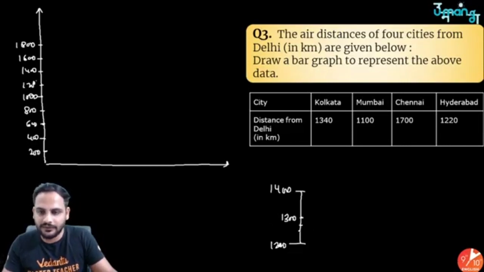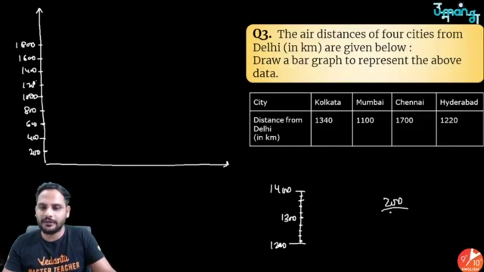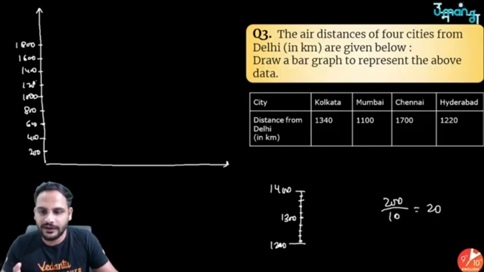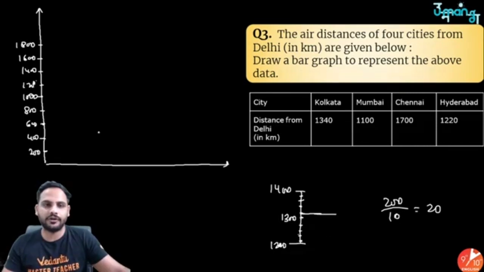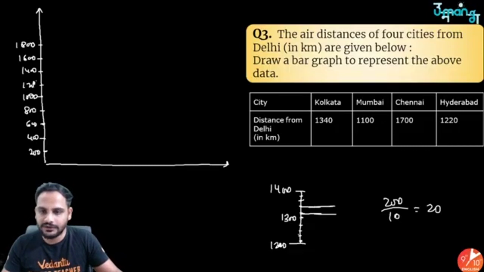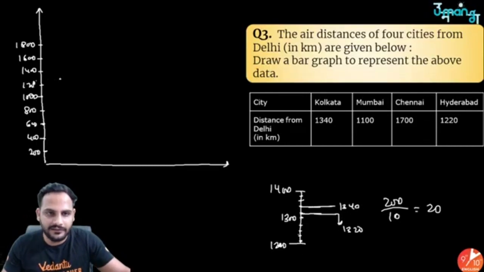There are 10 gaps: 1, 2, 3, 4, and here also 1, 2, 3, 4. So 200 divided by 10 means each gap is increasing by 20. So this is 1220, 1240, 1260, 1280, 1300, and then 1320 and 1340. So 1340 will be exactly somewhere over here.